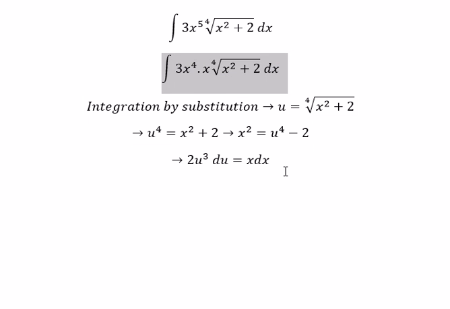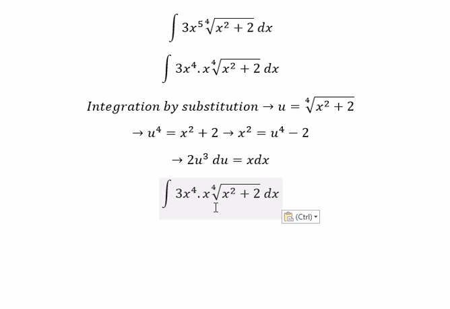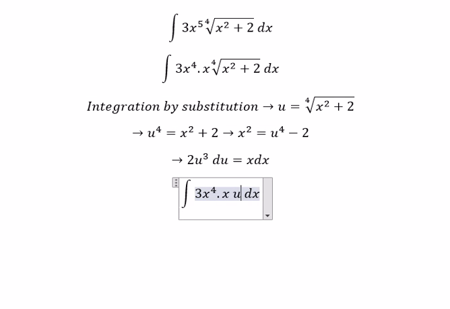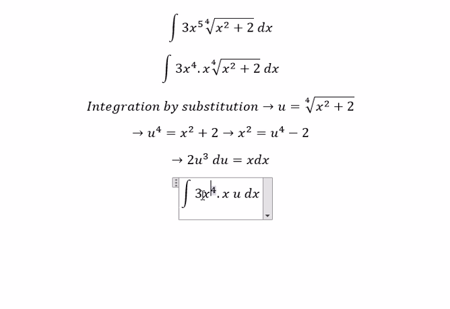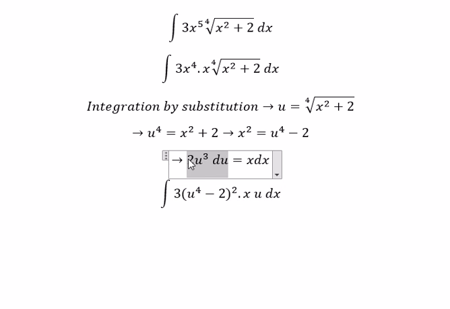And now we need to change this. For the root, we change to u. For x to the power of 4, we change to this one. Because we have x to the power of 2, we get u to the power of 4 minus 2, to the power of 2. For x dx, we change to this one.